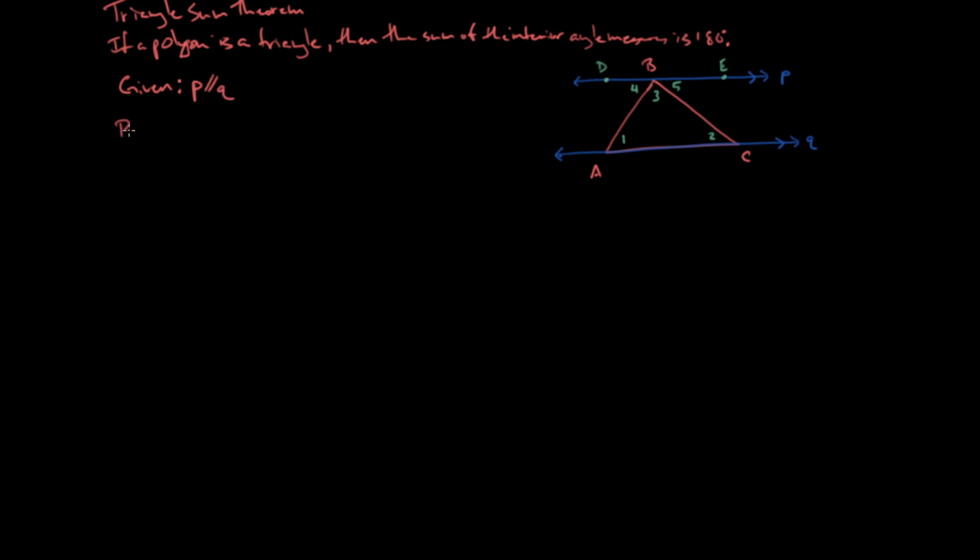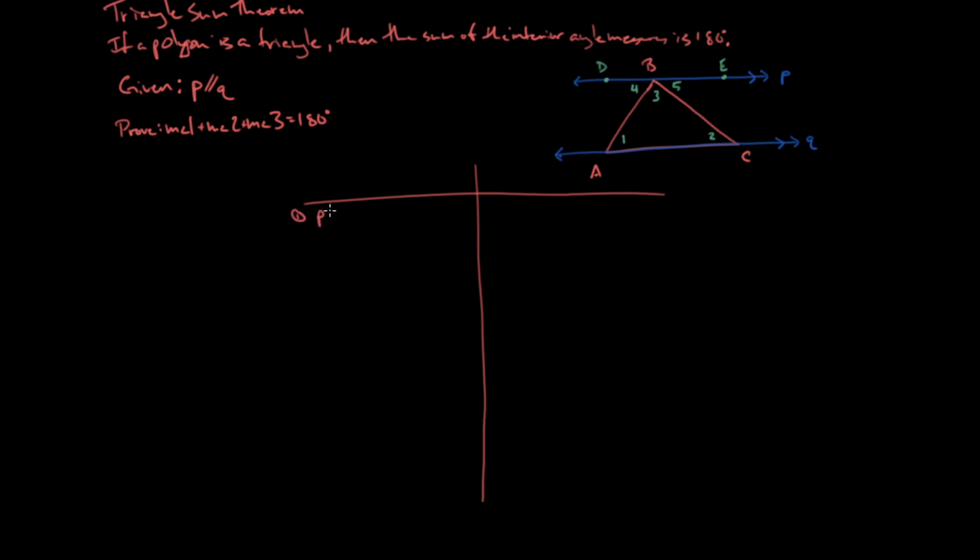And then what I'm trying to prove is the fact that the measure of angle 1 plus the measure of angle 2 plus the measure of angle 3 adds up to be 180 degrees. That is my goal. Okay. So let's go ahead and start with that information. We'll see where we can go from there. So statement 1 is just my given. That's P is parallel to Q. That's statement 1 over here. That's given.